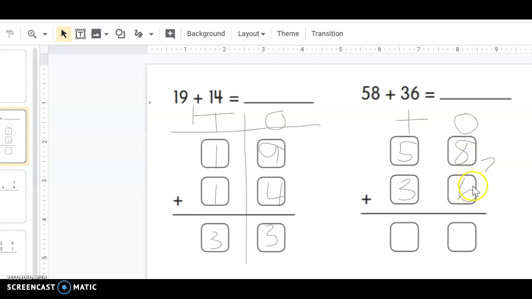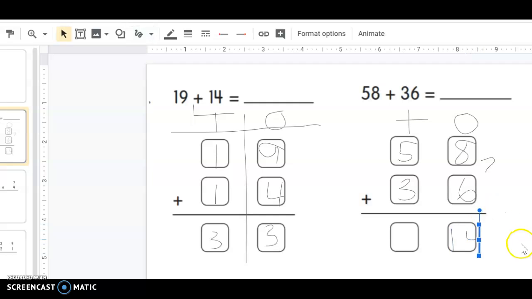Anytime you have a number that you're adding with another number and there could be only one number in between, you just double that number. So double 7, what do you get? 14. So I'm going to write my 14.